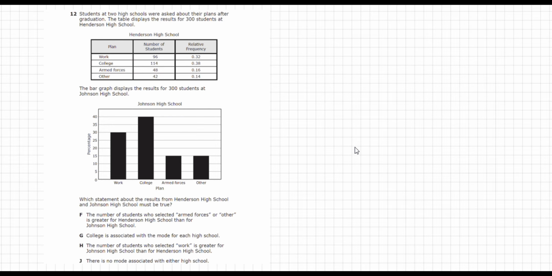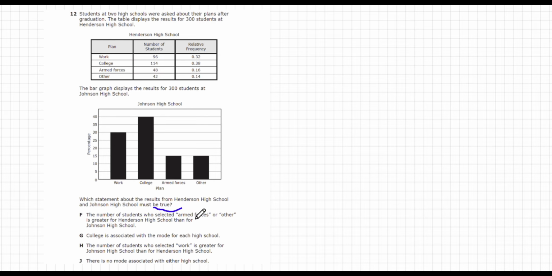Question number 12. Students at 2 high schools were asked about their plans after graduation. The table displays the results for 300 students at Henderson High School. The bar graph displays the results for 300 students at Johnson High School. Which statement about the results from Henderson High School and Johnson High School must be true?